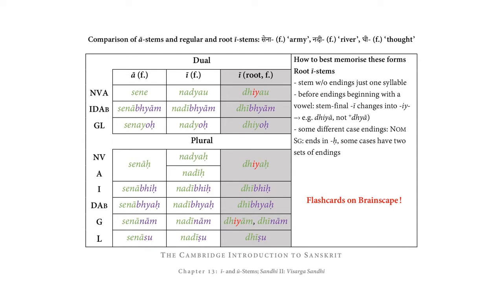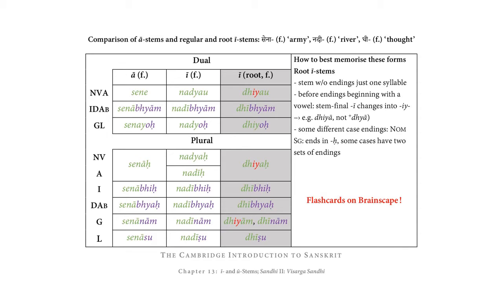In the dual and plural, there are some cases where regular and root long I stems are exactly parallel, and some where they're slightly different. The ones where they are slightly different are those where the ending begins with a vowel. So, for example, in nominative, vocative, accusative, we have nadyau, nadi plus au gives us nadyau. But in the case of dhi, we don't get dhyau, but we get dhiyau. So again, the result is a form that has more than one syllable, dhiyau.